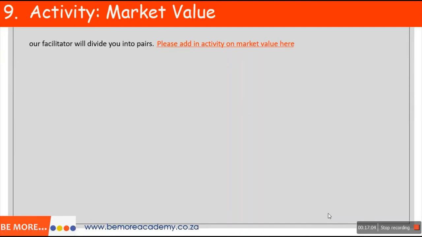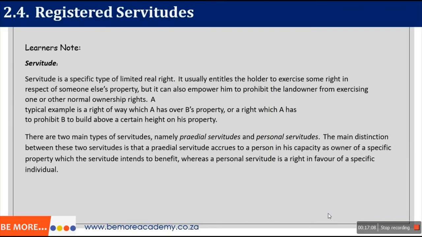Registered servitudes. A servitude is a specific type of limited real right. Remember that when you purchase a property, the purchaser must also make sure he knows there are no servitudes. Nobody can register a servitude afterwards. It must be registered prior. Normally servitudes go with the approval of a township establishment.